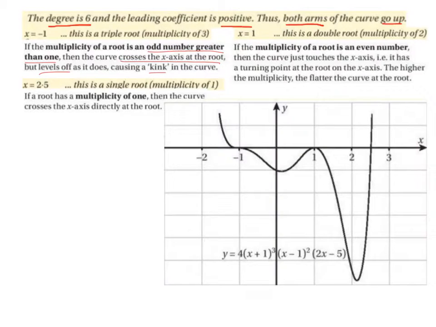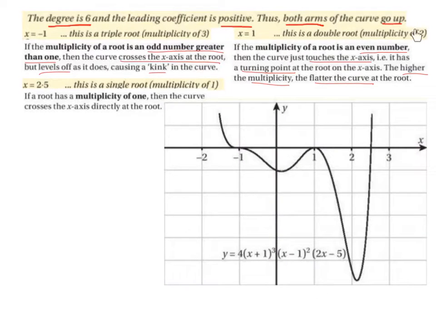Okay, so then we also got x to be equal to 1. This is a double root with a multiplicity of 2. If the multiplicity of a root is an even number, then the curve just touches the x-axis, i.e. it has a turning point at the root on the x-axis. The higher the multiplicity, the flatter the curve at the root. So we just have a turning point here at x is equal to 1.